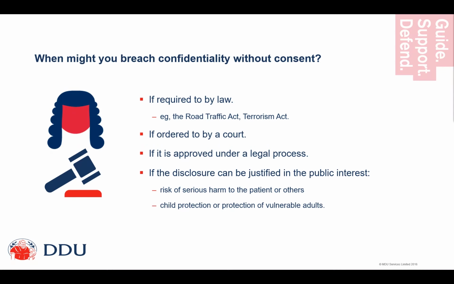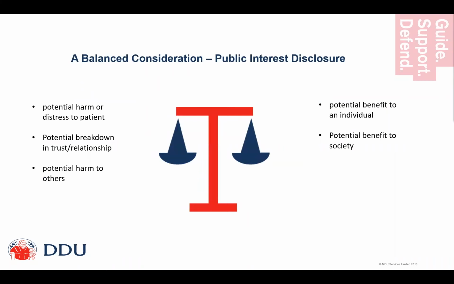When you're considering disclosure in the public interest, this is because there is a risk of serious harm to the patient or others, or it relates to child protection or protection of vulnerable adults. To make a public interest disclosure, you would need to take balanced consideration of the situation. Consider if the benefits of releasing the records outweigh the patient's right to confidentiality. Sometimes the benefit to the individual or society may outweigh the harm.